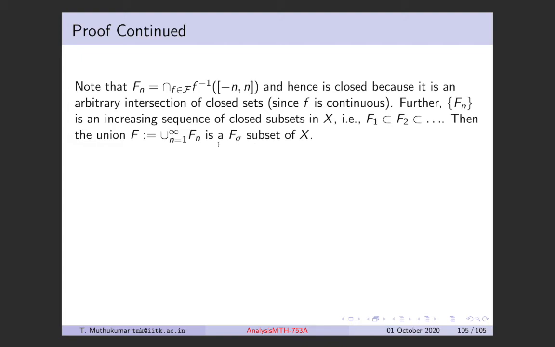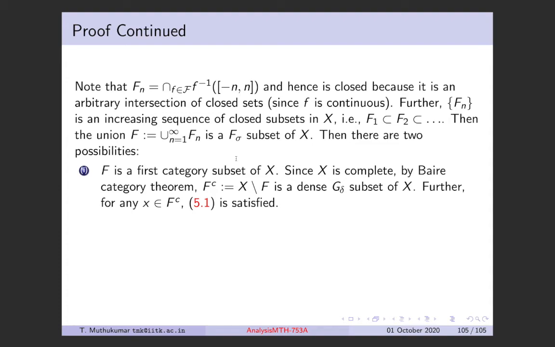So then you can define the union of Fn. This is a countable union of closed sets. A countable union of closed sets is called an F sigma set, similar to how a countable intersection of open sets is a G delta set. So from here we have obtained that F, capital F, which is the union of these Fn's, is an F sigma set. So now there are two possibilities.